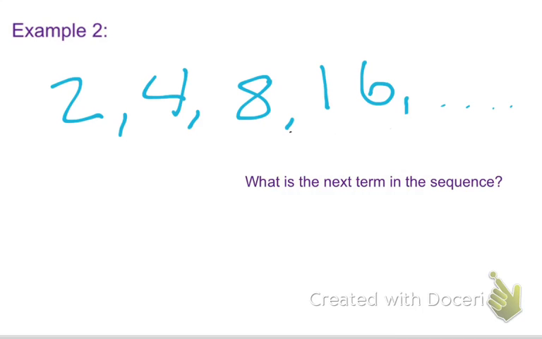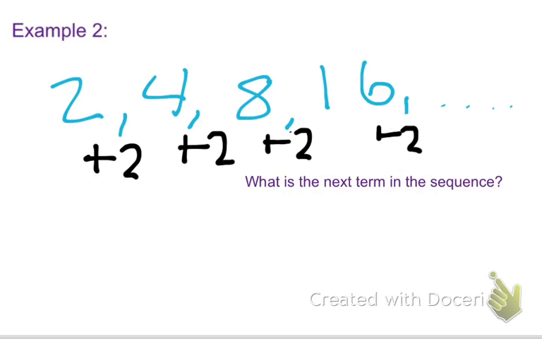Example 2 is the next term in the sequence again. It's really similar to the shapes, but it's just the numbers. So the sequence is 2, 4, 8, and 16. And when you think about it, you can't add 2 to all of them because it wouldn't be equal. 2 plus 2 is 4, but 4 plus 2 is 6, not 8.